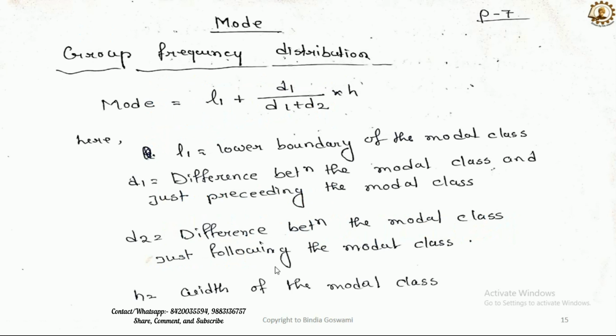This is the formula of mode. Mode is L1 plus D1 by (D1 plus D2), into H. L1 is the lower boundary of the modal class. D1 is the difference between the frequency of the modal class and the class just preceding it. D2 is the difference between the modal class frequency and the class just following it, and H is the width of the modal class.